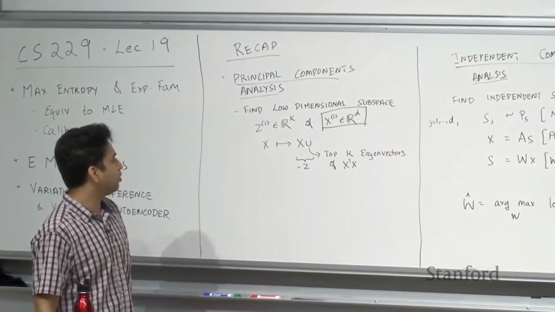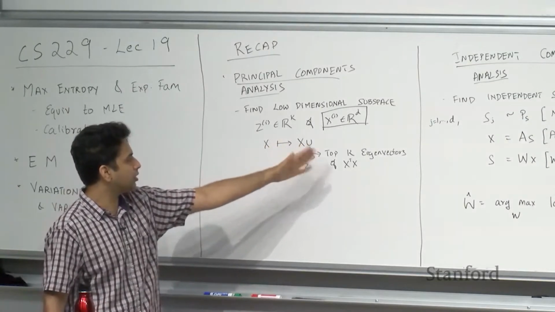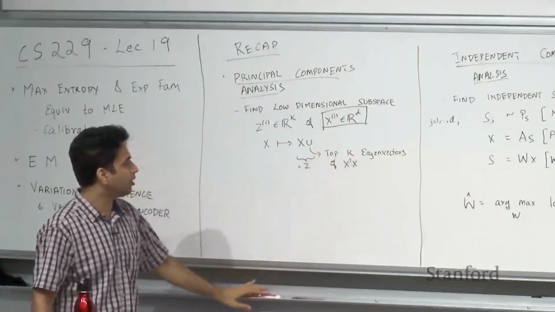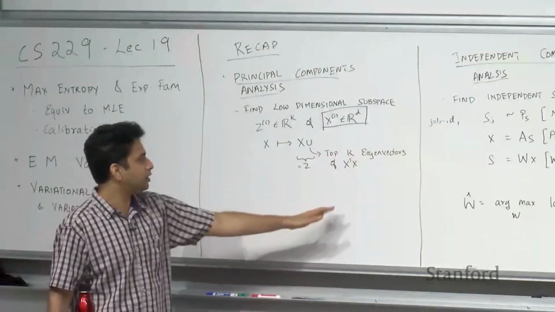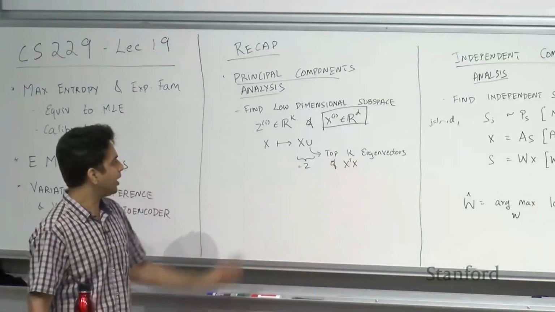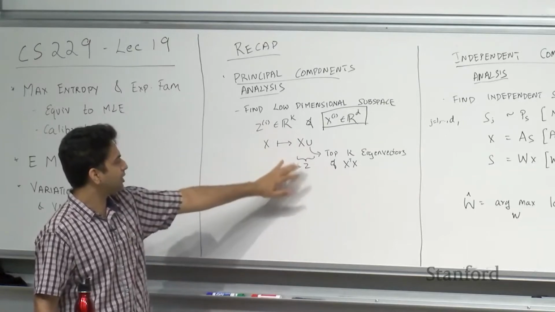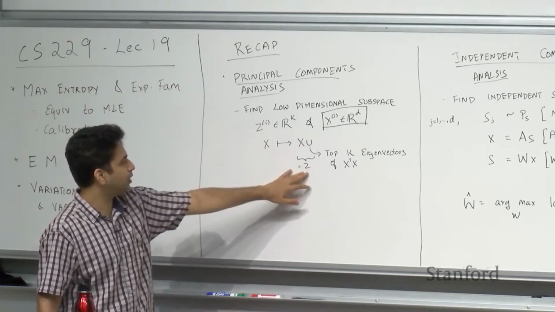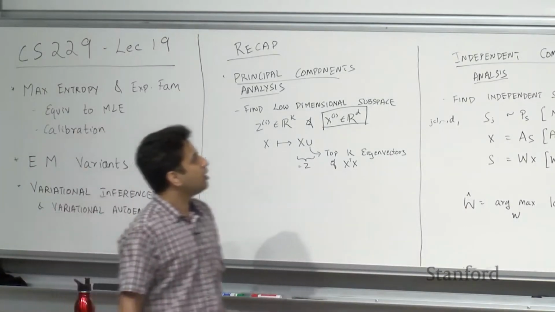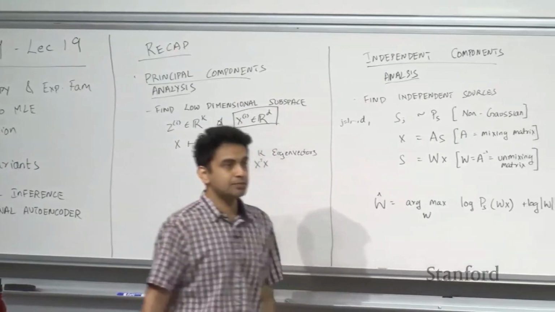And the way we go about doing that is to map x to xU, where U is a matrix of k columns, where each of the columns are the top k eigenvectors of x transpose x. Right? And by doing this operation, we effectively get the projections onto this subspace. And then we talked about independent components analysis.